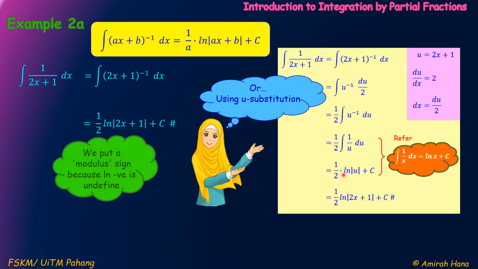Every time we integrate using u substitution, in the last step we need to replace u in terms of x. So the final answer equals half ln, replacing u with 2x + 1, plus c. This is the final answer when we integrate using u substitution. When we compare it to the final answer from using the formula, the answers are equal. You got it?